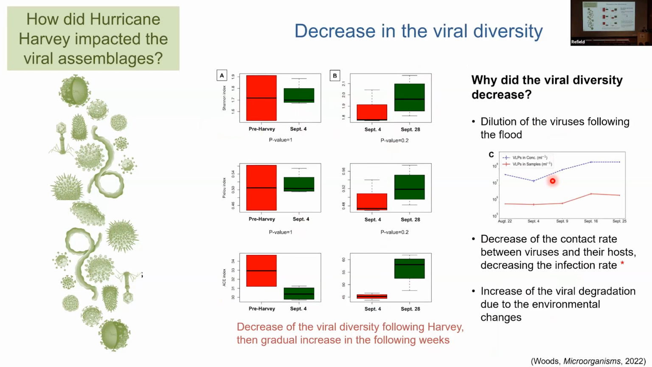So what does this mean? Well, there was so much water that didn't have as many viruses. There are viruses in clouds, just not as many as in the water column. So it's possible that there was just a drop. And this drop in viral concentration made it harder for viruses to find their host, so the infection rate may have also dropped. And it's also possible that all these changes made viral degradation faster.